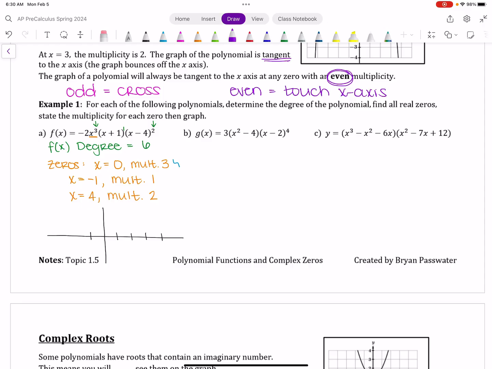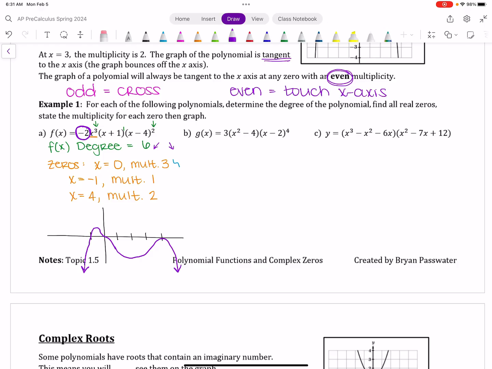And then if we think about it, the degree of f of x is even, which means both of our ends are going to go the same direction. And because our leading coefficient is negative, we know that both ends are going to go down. So when we cross through -1, we're going to come from the bottom of our graph, and then we kind of curve through 0, and then we go back to 4 and just touch and come back down. And that's generally what f of x would look like.